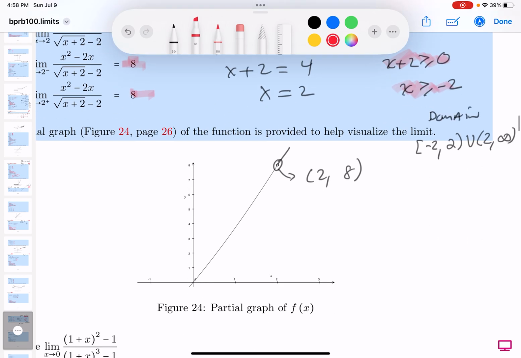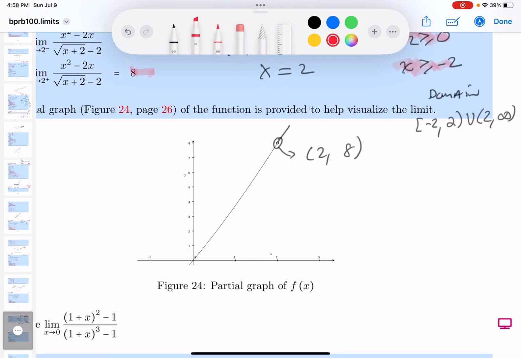So again, pictures are nice to have. Pictures can be very difficult to draw, by the way. That's why I do recommend using software.